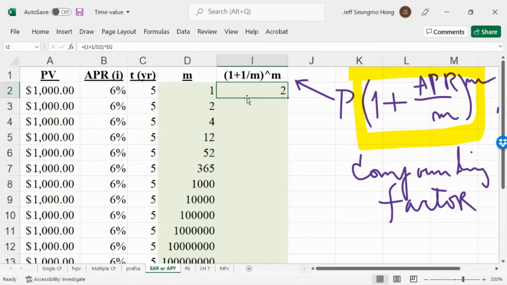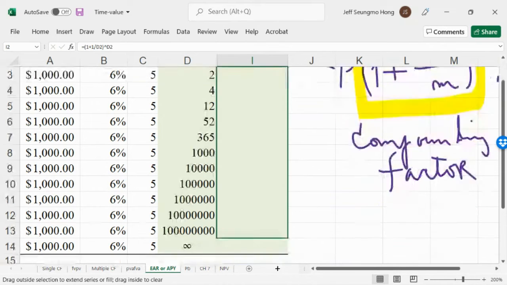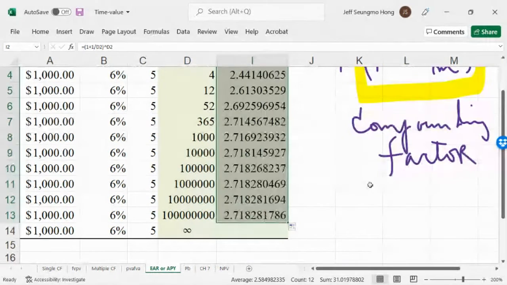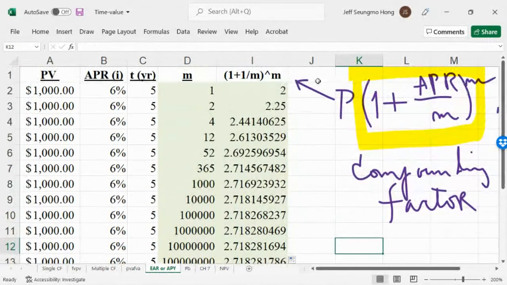Of course, what does this mean? If compounding is annual, and if your interest is 100%, you're going to double your money. Your future value will be doubled at the end of the year. And if it is semi-annual, we just copy and drag it all the way down. We know that as the compounding frequency goes up, as m increases, the future value will be greater, by the factor of these numbers.